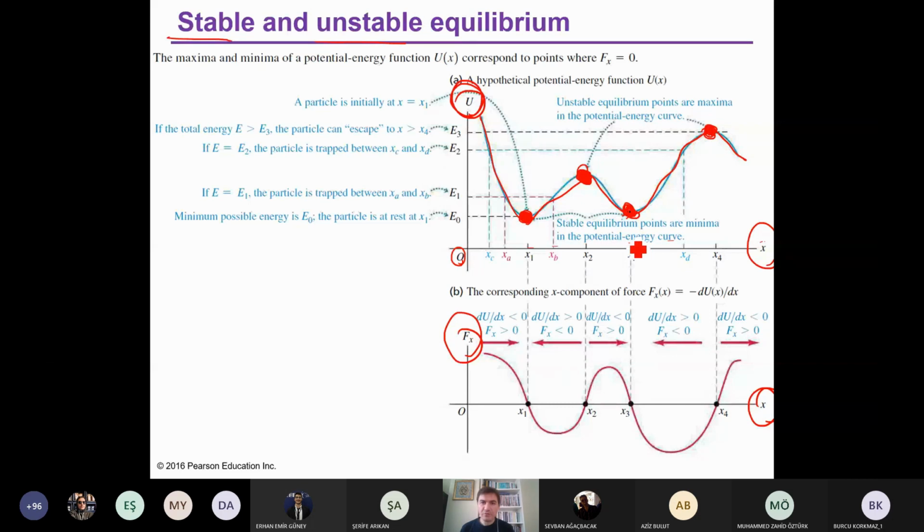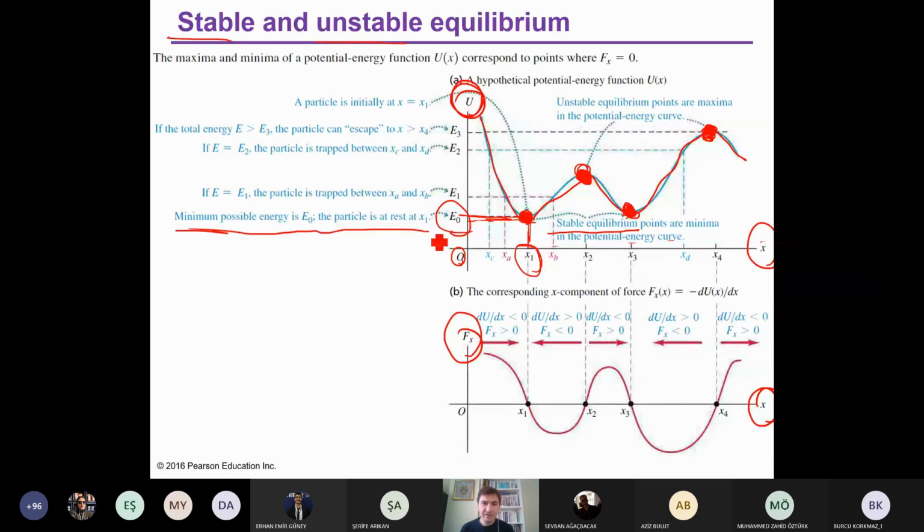So these places are showing us the stable equilibrium, where the potential energy is minimum, okay? And here we have unstable equilibrium points, which are maxima in the potential energy curve. So now let me go step by step. When the energy is E0, the first condition, the particle is staying at x1, the minimum possible energy E0. The particle is at rest at x1, okay?